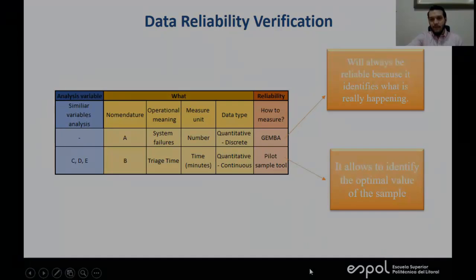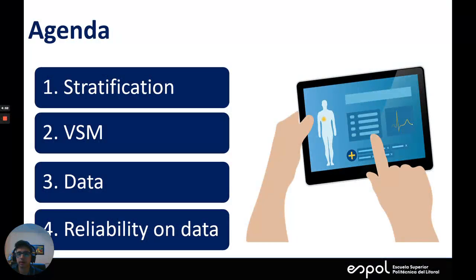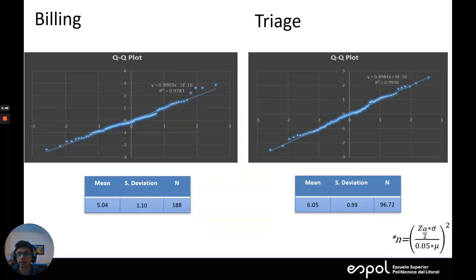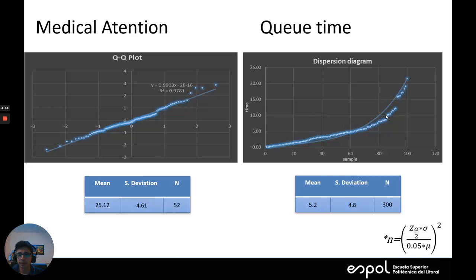Now I am going to talk about the reliability of the data. For our project we take into account the times of the triage area, cash, and medical attention. For this, a sample of 15 observations was generated to calculate the value of n using this formula. With this size n, we proceed to graph a QQ plot for a normality test, and we can see the service times follow a normal distribution, and only the KW time follows an exponential distribution because the mean and the standard deviation are similar.